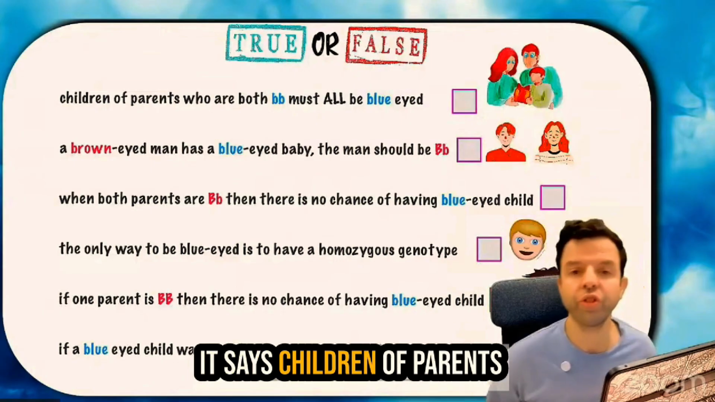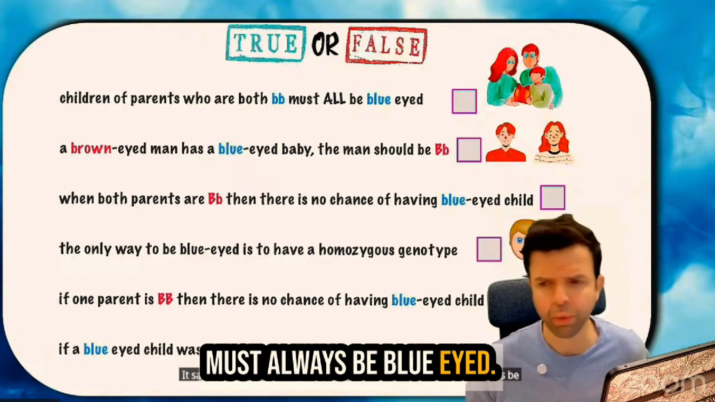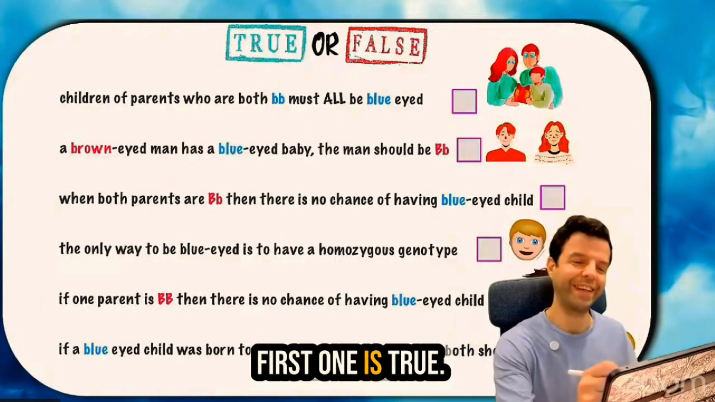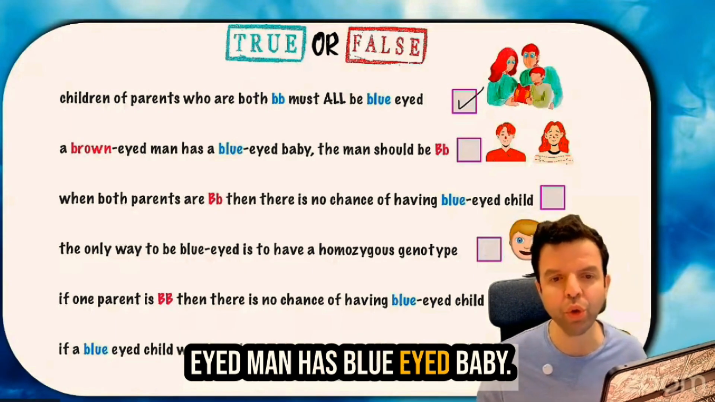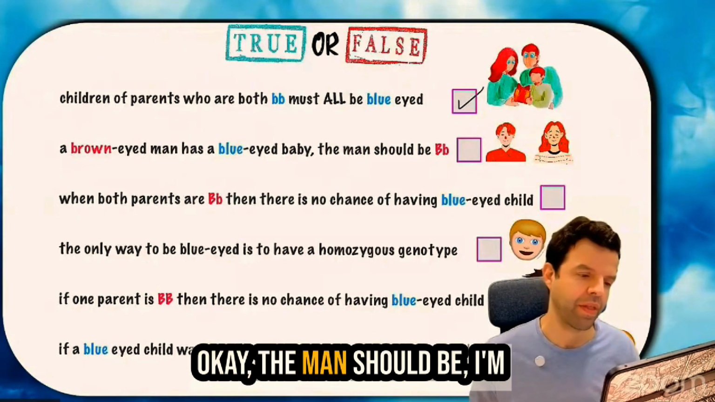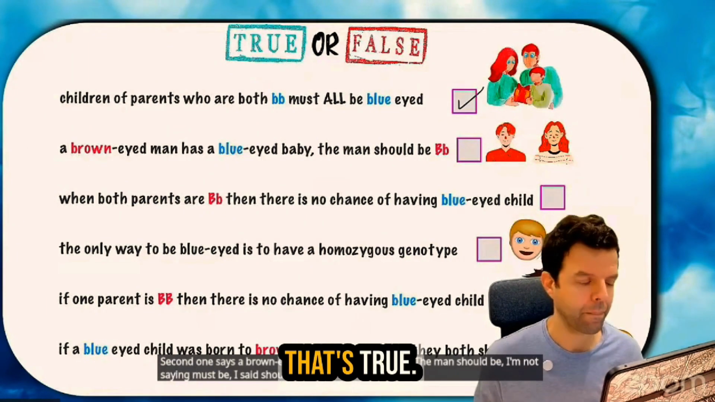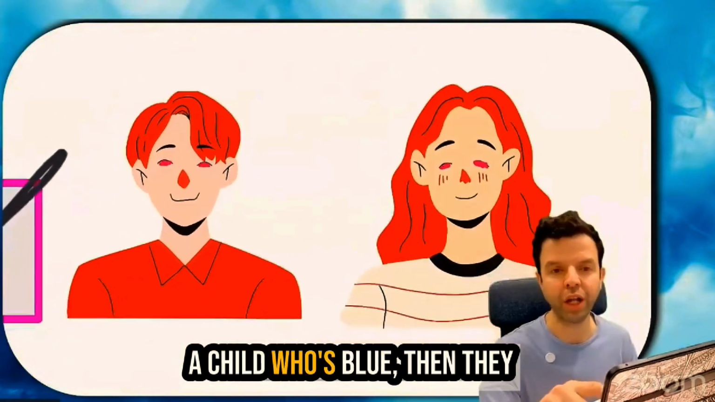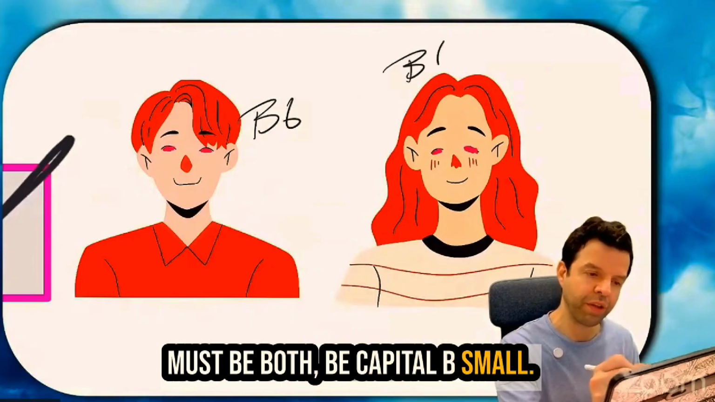Okay, so let's get to the first statement. It says children of parents who are both B small must always be blue-eyed. Do you agree or disagree? Agree. It's true, right? First one is true. Second one says a brown-eyed man has a blue-eyed baby. The man should be, I'm not saying must be, I said should be capital B small. That's true, very good. Those two, if they ended up with a child who's blue, then they must be both B capital, B small, right?